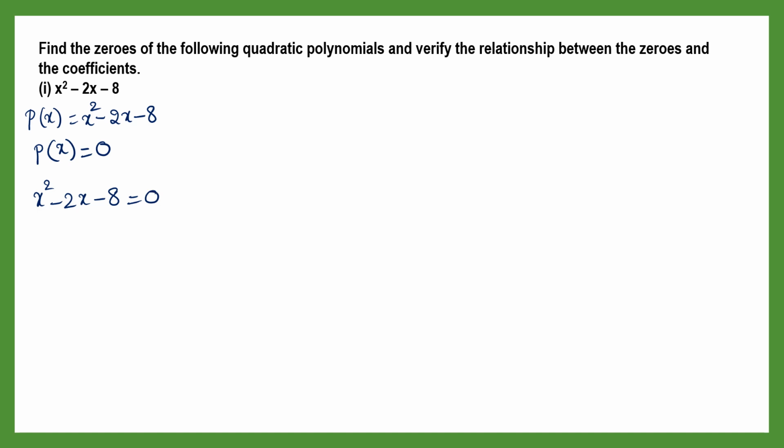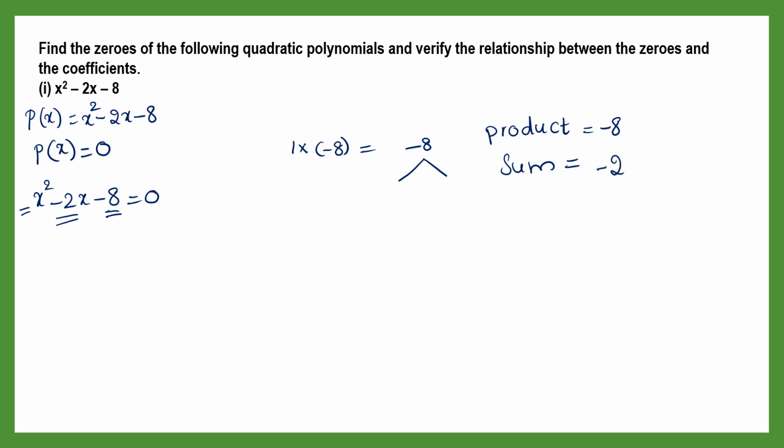This is a quadratic polynomial. How do you find zeros? We should find the factors. To find the factors, we will take the constant into the coefficient of x square. Coefficient of x square is 1. 1 into minus 8. We will use the splitting method. You got minus 8. So, you should split minus 8 into two numbers such that their product should be minus 8 and the sum of the numbers should be what? Coefficient of x, which is minus 2.